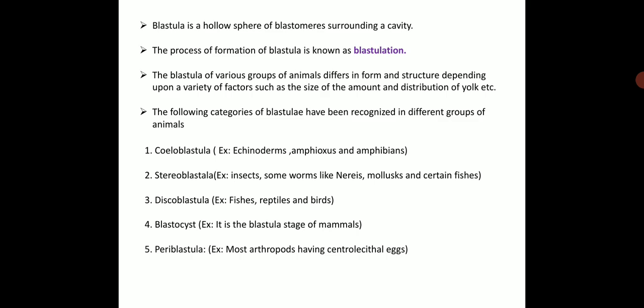Periblastula is found in most arthropods which have a centrolecithal egg. A very good example of the centrolecithal egg is the insects. So these are the different types of blastula you can find in different animals.